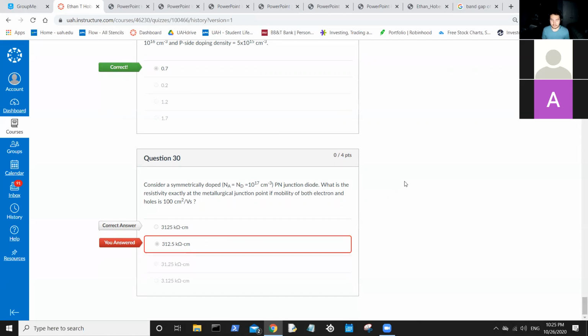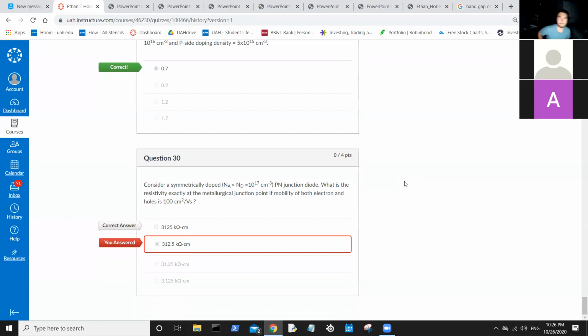So then our resistivity is going to end up being 1 over q, which is 1.602 times 10 to the negative 19th, times parenthesis 100 times 10 to the 10th plus 100 times 10 to the 10th, close parenthesis. You work all that out, and you'll get 3,125 kilo ohms per centimeter. So that's all it goes for those ones.